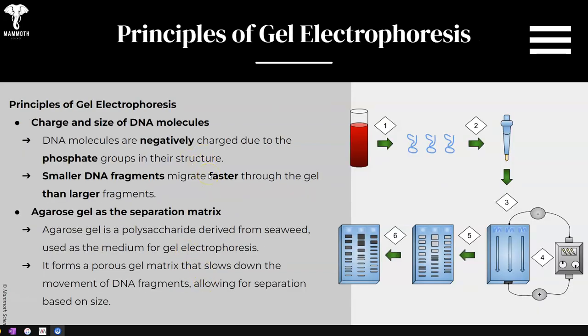So, some principles of DNA gel electrophoresis. DNA fragments are negatively charged due to phosphate groups in their structure. So I just said smaller fragments will migrate or travel faster through the gel. So you see these smaller fragments here at the bottom, and the larger fragments will be at the top. There is a way that this is done. First of all, this medium, this blue brick looking thing, is agarose gel, or seaweed made gel. It's a polysaccharide derived from seaweed used as a medium for this. It forms a porous gelatinous or gel matrix that slows down these fragments when passing electric current through them.